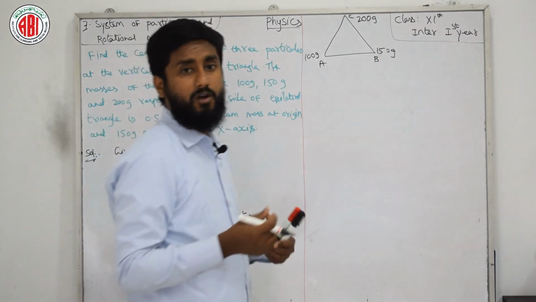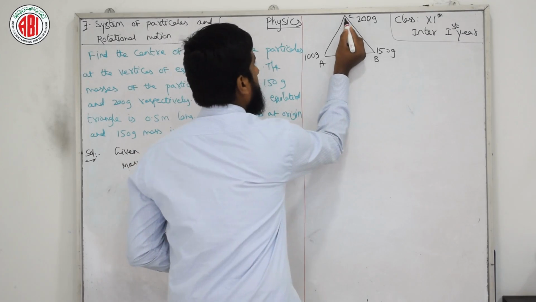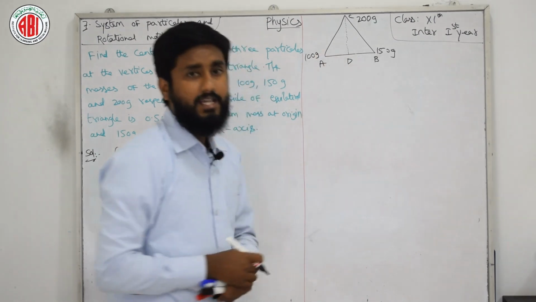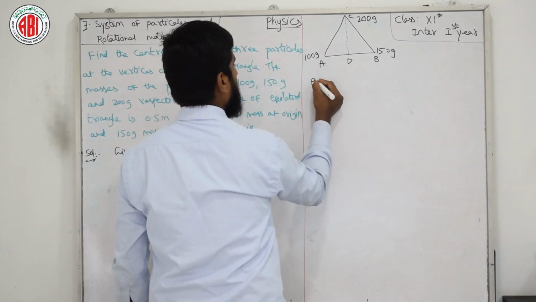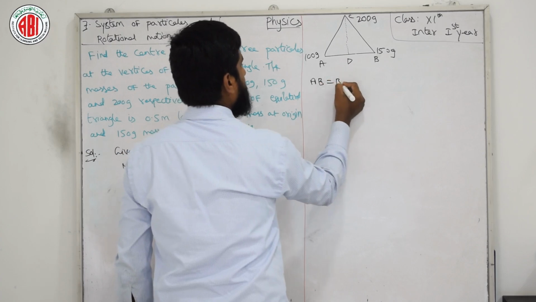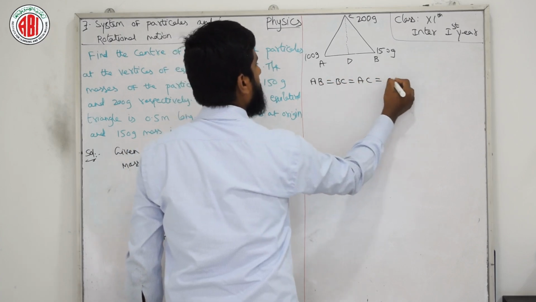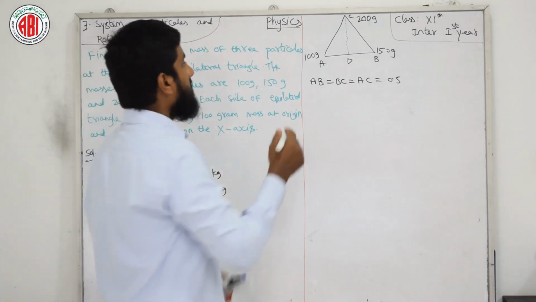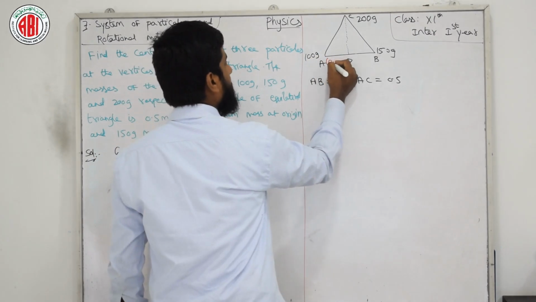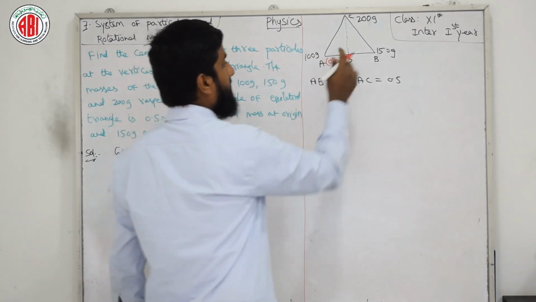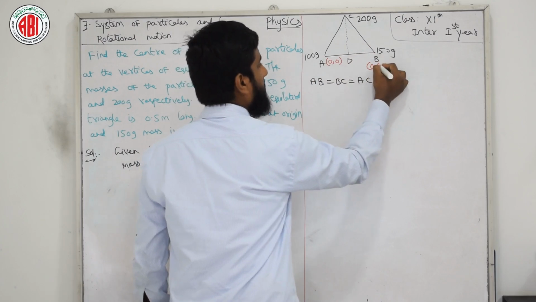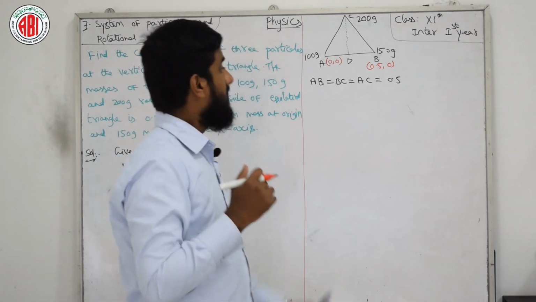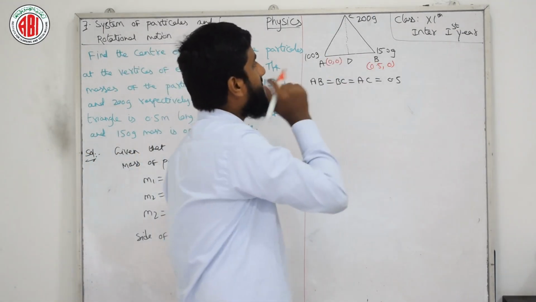Now I am drawing a perpendicular down here, and I am considering the height of this triangle as CD. So here we can say AB is equal to BC is equal to AC, which is equal to 0.5 meter. Here I want to make the coordinates of A, B, C. A is totally at the origin, so it will be 0, 0. For B we have on the x axis 0.5 meter, whereas on the y axis it is 0, so it will be 0.5, 0.